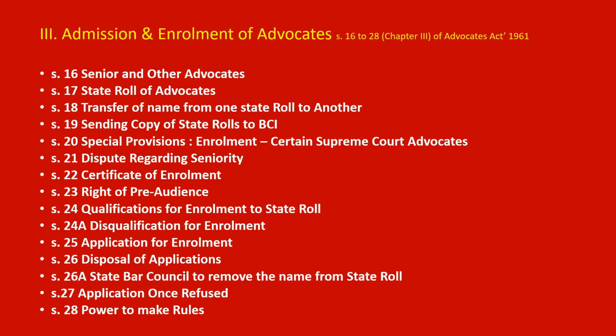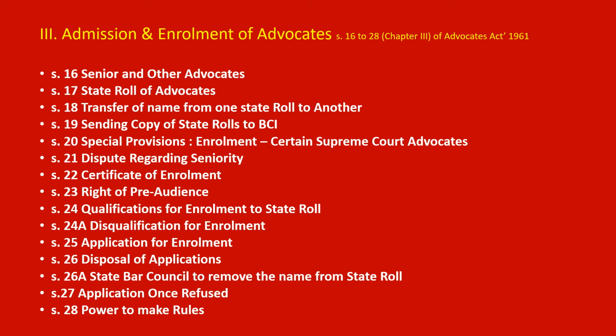Then Section 19 talks about the obligation of the State Bar Council to send the copy of the state rolls and the subsequent revisions based on the transfers of the candidates or advocates. Section 20 talks about the special provisions related to enrollment of those advocates who are enrolled in the Supreme Court. They have to act within a particular timeline. If they fail to do so, their name will not be part of a particular state roll, but their name will by default be enrolled to the Bar Council of Delhi.